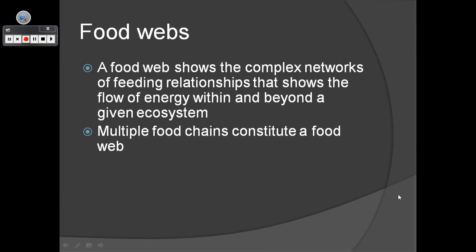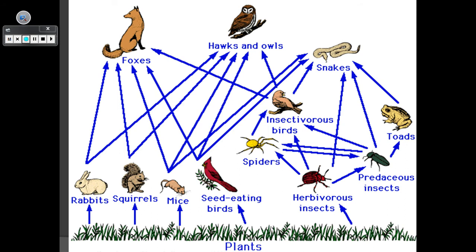So a food web is going to show the complex networks of the feeding relationships that show the flow of energy within and beyond a given ecosystem. So in a food web, you're going to see multiple food chains. Here is an example of a food web.